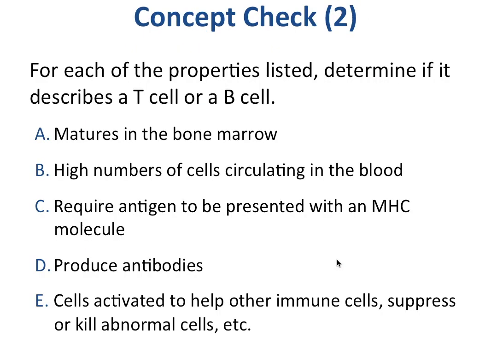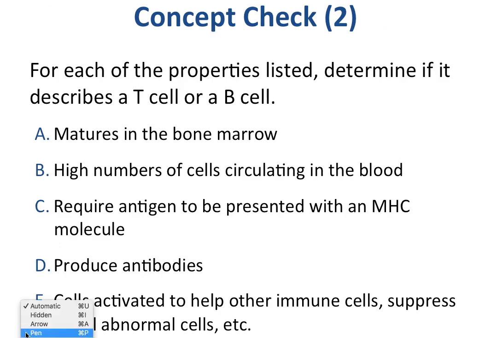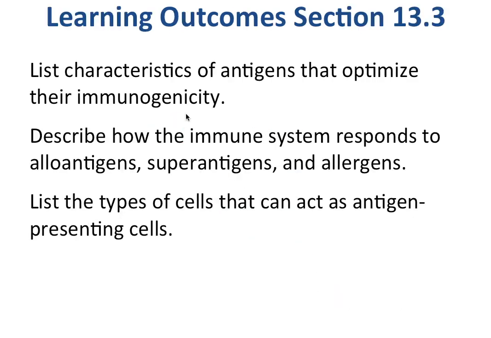So now let's work on this question. For each of the properties listed, determine if it describes T cells or B cells. Mature in the bone marrow: this is B cells. High number in the blood: this is T cells. Require antigen to be presented with MHC molecules: this is T cells. Produce antibody: this is B cells. Selected to help the other immune cells or suppress killing: this is T cells, helper T cells.